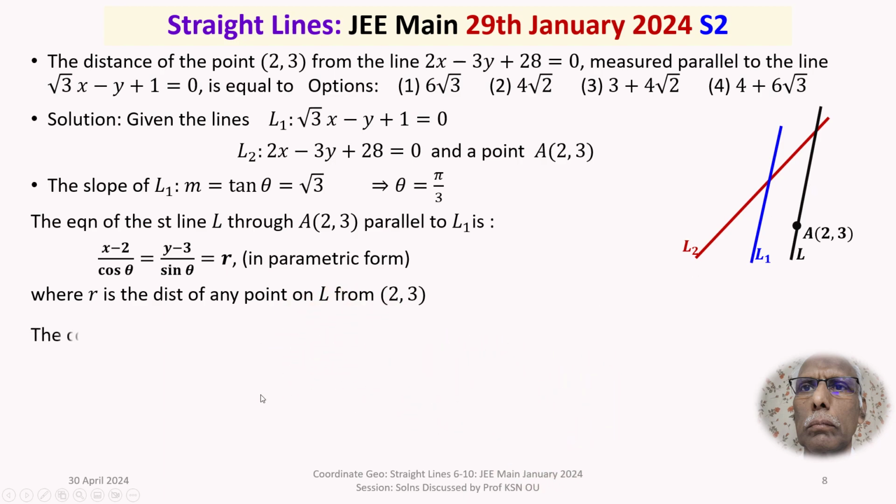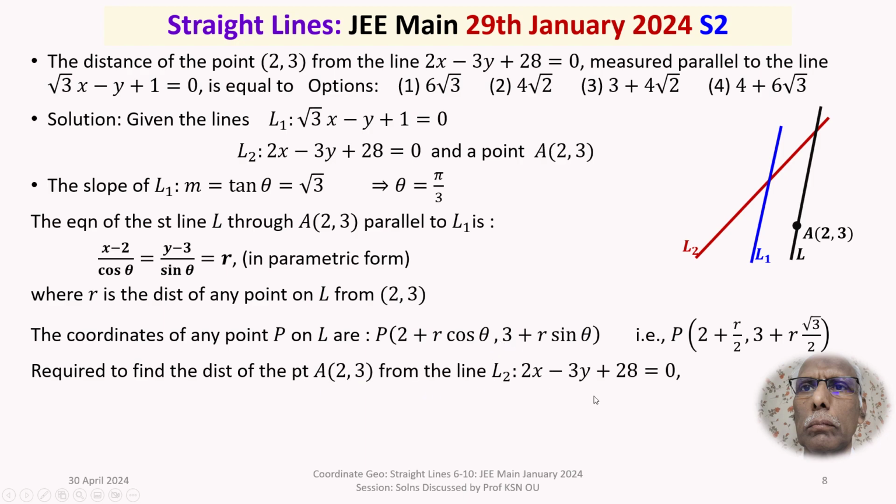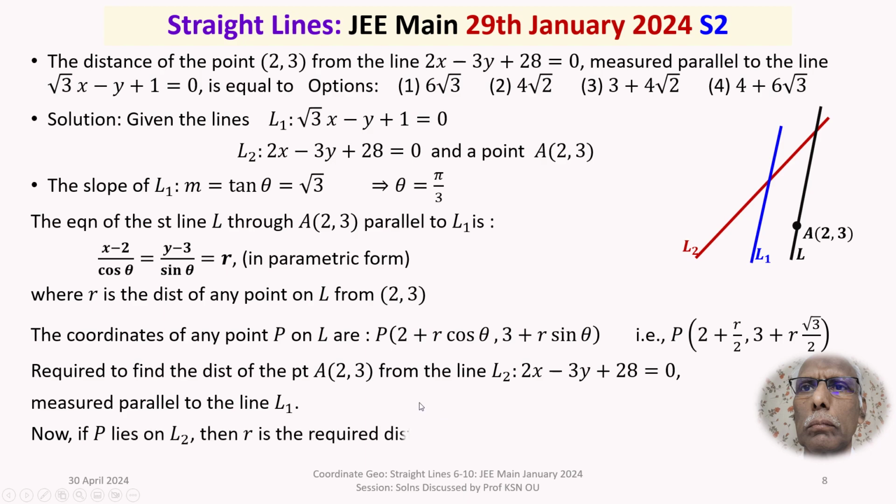So now the coordinates of any point P on L are given by P(2 + R cos θ, 3 + R sin θ). So the coordinates of P will be (2 + R cos π/3, that is 1/2, comma 3 + R sin π/3, sin π/3 is √3/2). Now we are required to find the distance of the point A (2, 3) from the line L2 measured parallel to L1, that is what we want to find. So if this point P lies on L2, then R is the required distance.